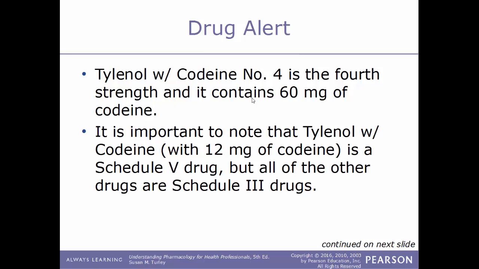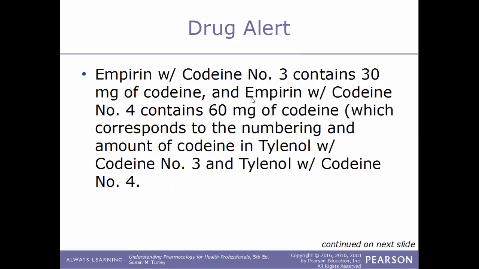Now, it's important to note that Tylenol with codeine at the very low level with only 12 milligrams is a Schedule 5 drug, but the other 3 types that we mentioned are all Schedule 3 drugs. Now we'll mention a drug alert. Empirin with codeine number 3 contains 30 milligrams of codeine, and Empirin with codeine number 4 contains 60 milligrams of codeine. And this will correspond to the numbering and amount of codeine in Tylenol with codeine number 3 and Tylenol with codeine number 4.